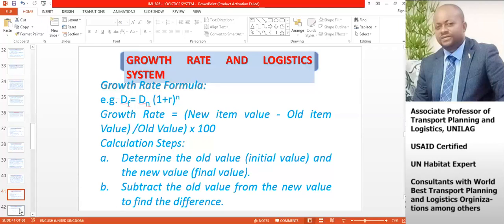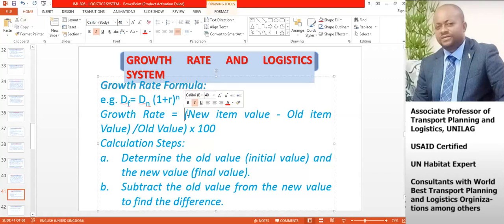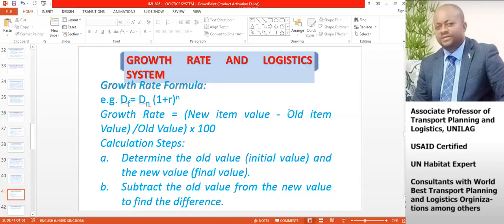So what you need to do is subtract the old from the new. If, for example, you have 50 in the new item value and 30 in the old item value, what will be the value of new item value minus old item value? The number of items you had before was 30. The new one is 50. What is the difference between the new and the old? 20. Thank you. That means this is 50 minus this is 30. You have 20.